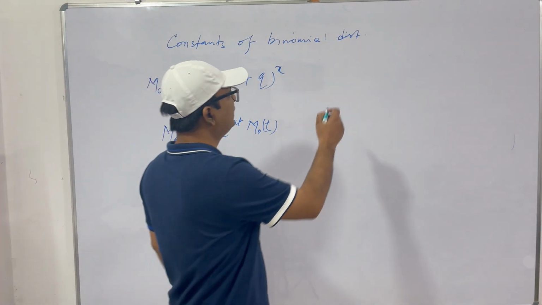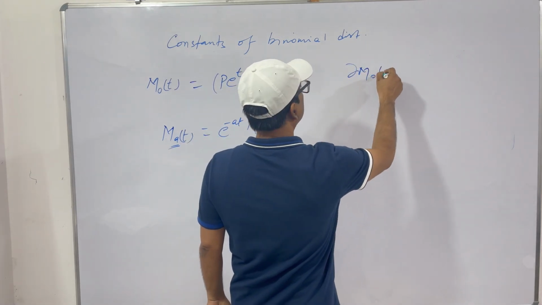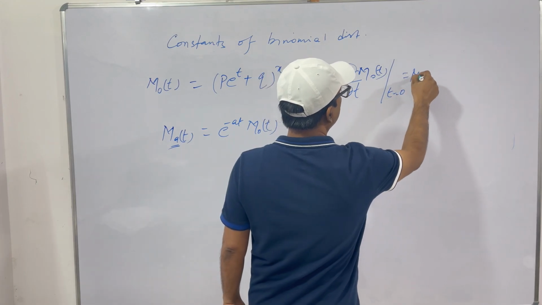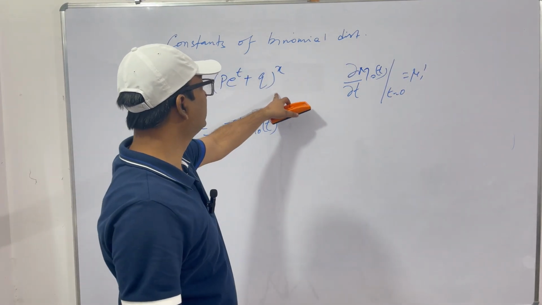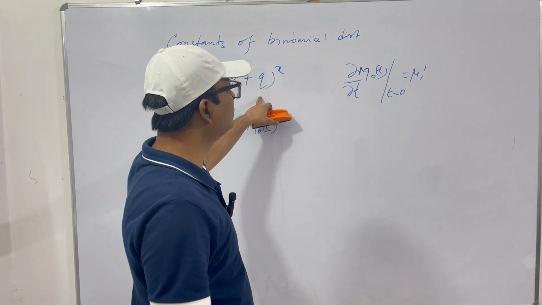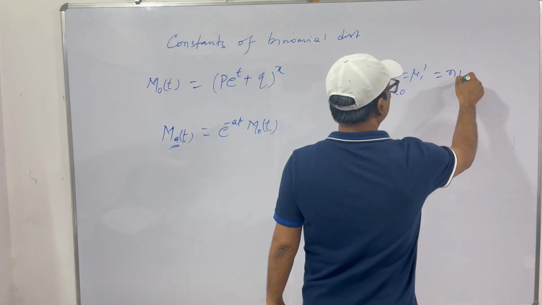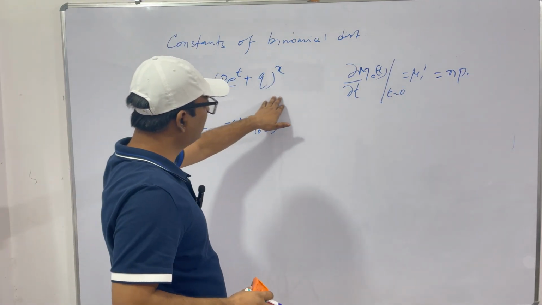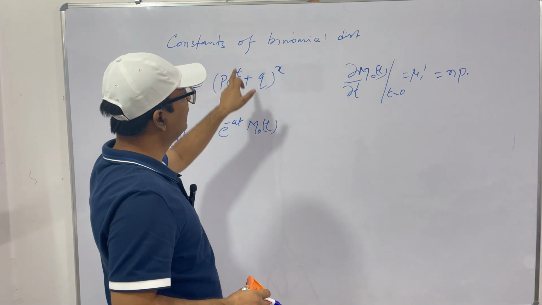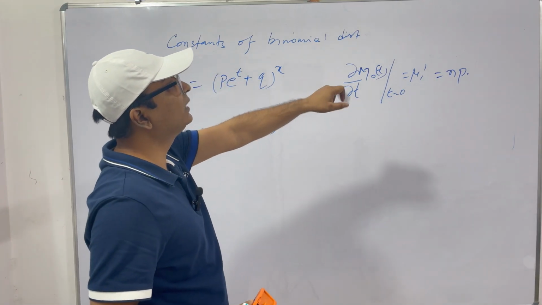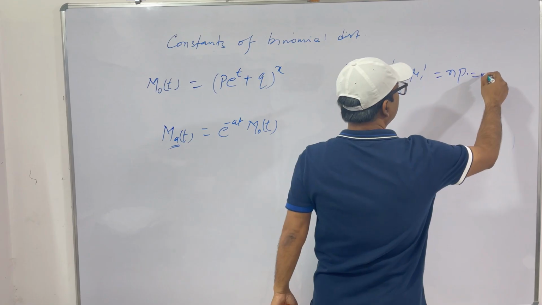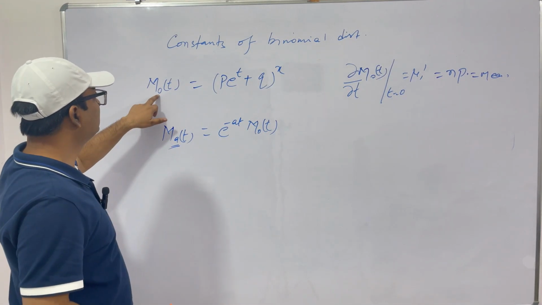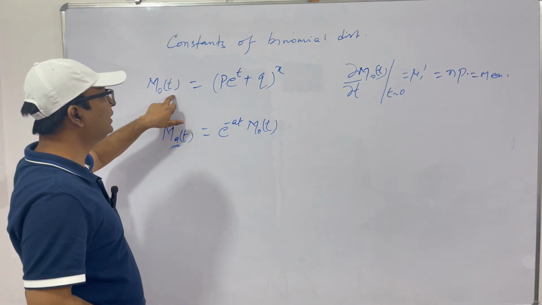Now if you differentiate m0(t) with respect to t, and at t equal to 0, what do you get? You get mu1 dash. If you differentiate this with respect to t and then put t equal to 0, you will get np. You can do it yourself or leave it, just learn it. That is not of our concern. You take the derivative with respect to t, then put t equal to 0, that will be mu1 dash, which is the mean. So this is the value. This is our value about the origin, m0(t).